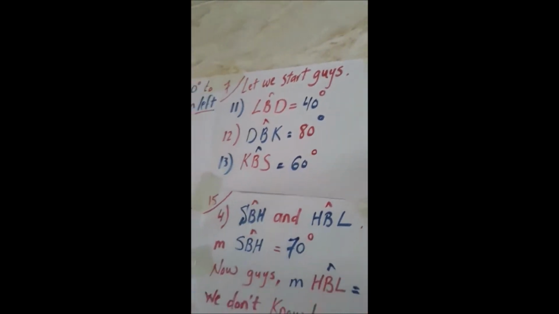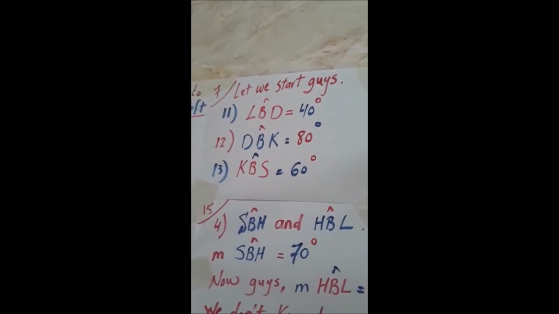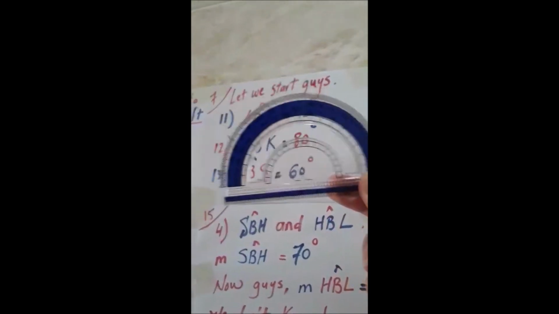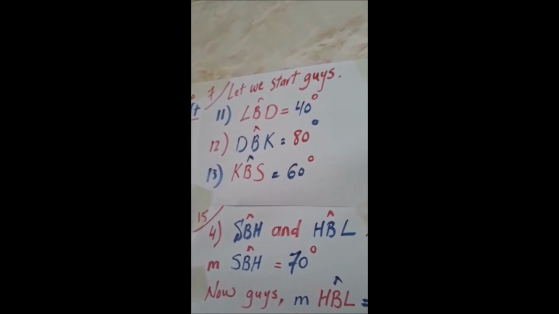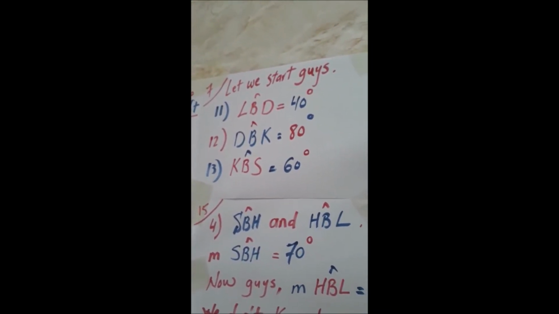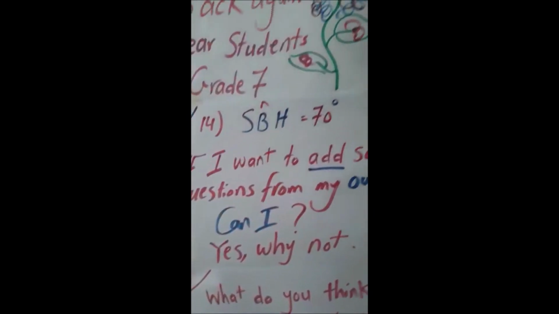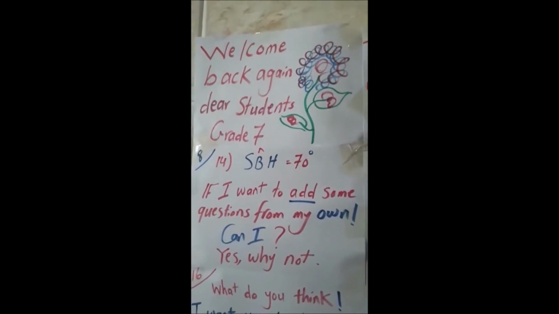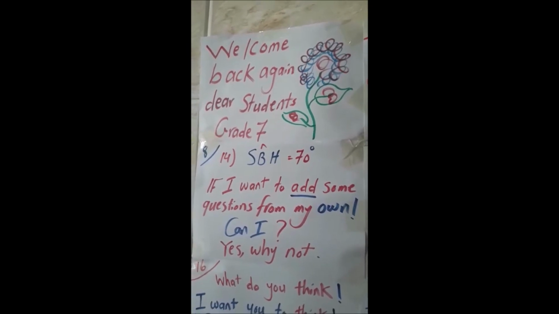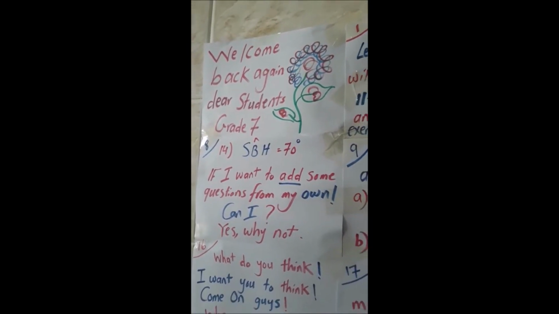So guys, let me continue. We are sure now about these measures. LBD is 40, and we used the protractor and found these angles. So LBD is 40, DBK is 80, KBS is 60, and SBH is 70 degrees. Now, if I want to add some questions of my own, can I?